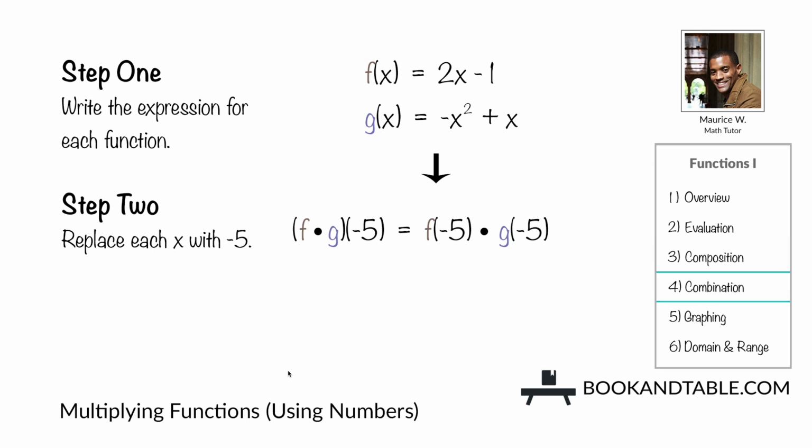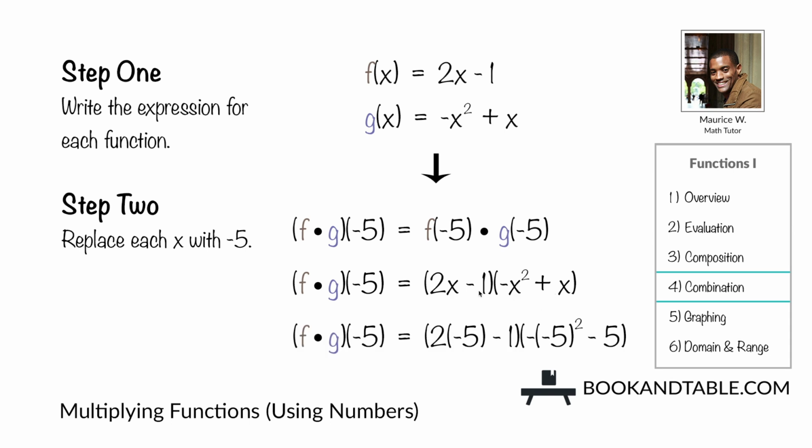Step 1, write the expression for each function. So we write out the f function, 2x minus 1, inside a pair of parentheses. And we write out negative x squared plus x, the g function, inside a pair of parentheses. And now we want to replace each x with negative 5. So that'll give us 2 times negative 5 minus 1 times negative 5 squared minus 5.